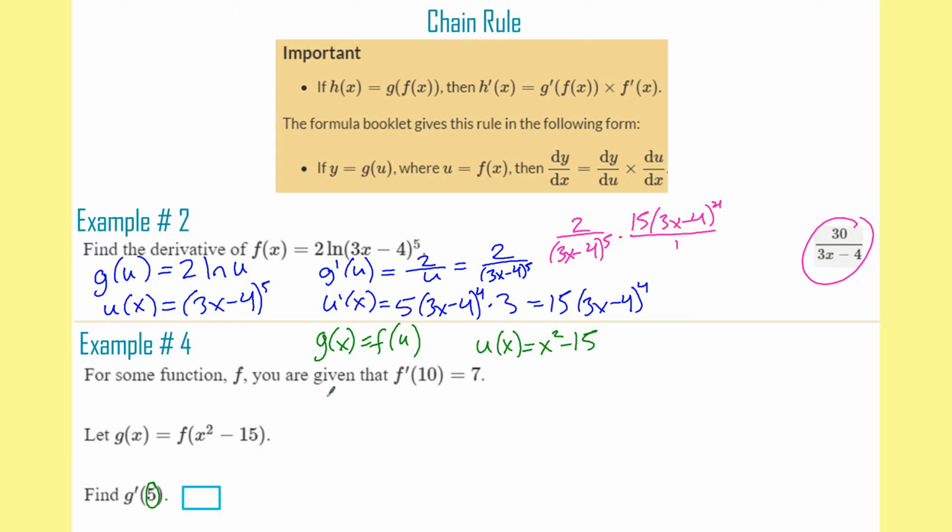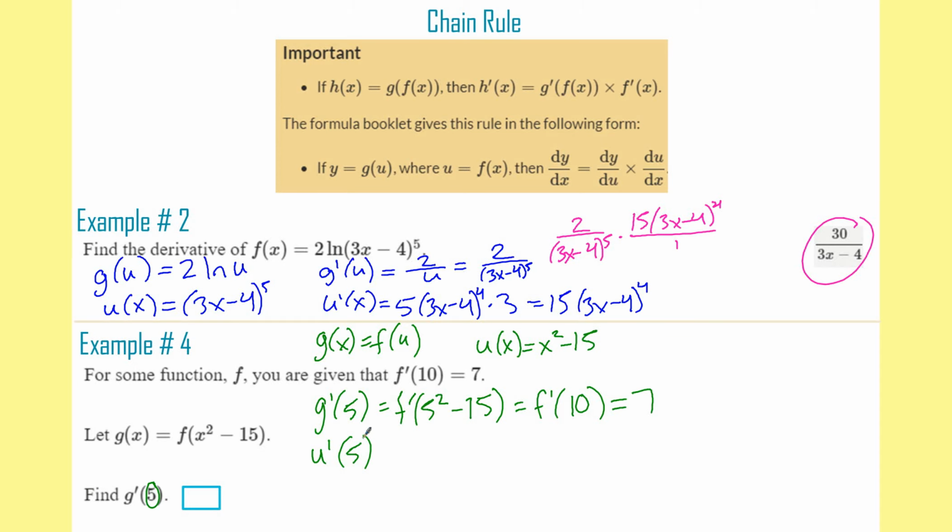Oh, I erased too much. So we want the derivative at 5. So that's the derivative of f when you're plugging that in. So it's got to be of u. 5 squared minus 15, right? u is just x squared minus 15. So that is just the derivative of f at 10, which we know is 7. So the derivative of g is just 7, okay, at 5.